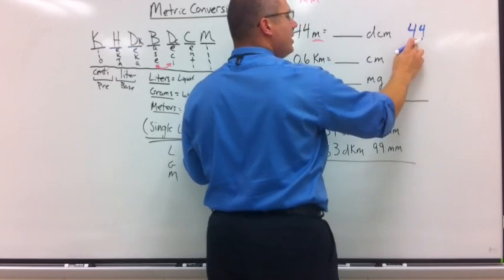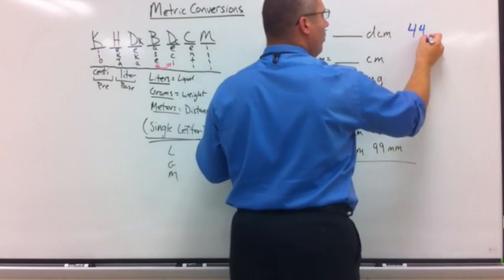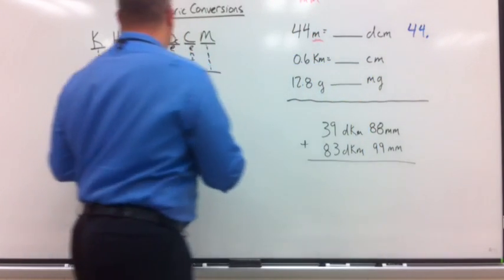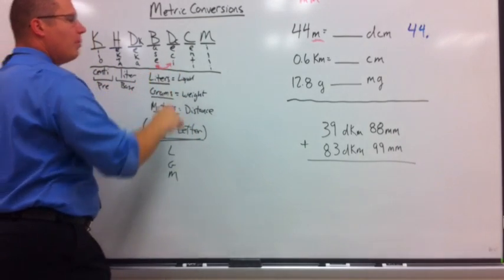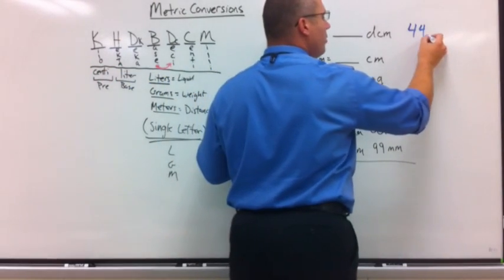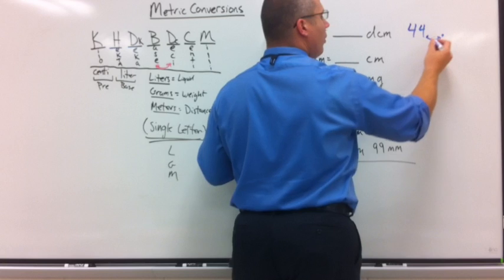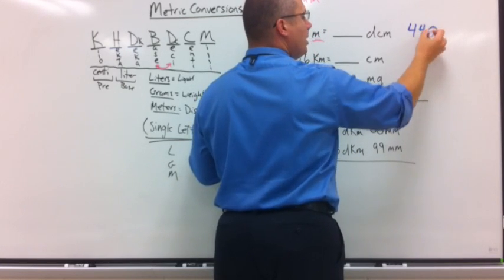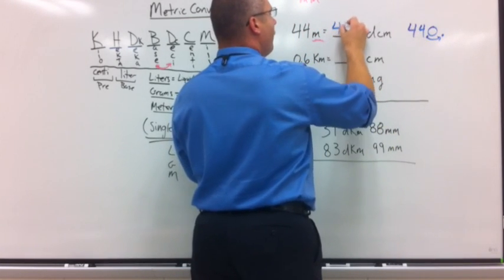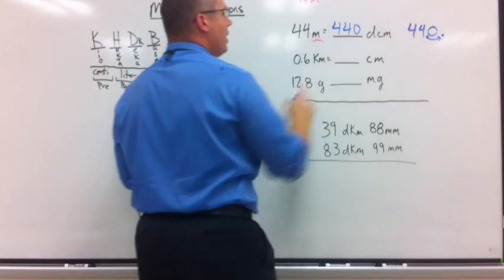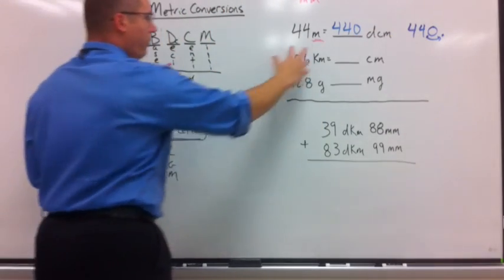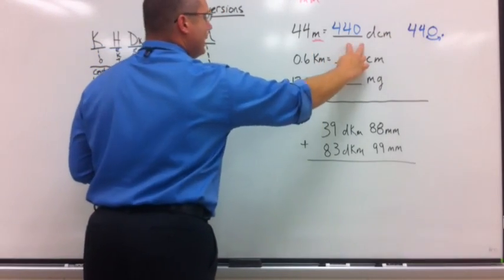Where is the decimal in the number 44? Right here. If I moved 1 to the right in my chart, I'm going to take my decimal and move it 1 to the right here. What do I fill in the gap with? 0. My new number is 440 decimeters. What is 44 meters equal to? 440 decimeters.